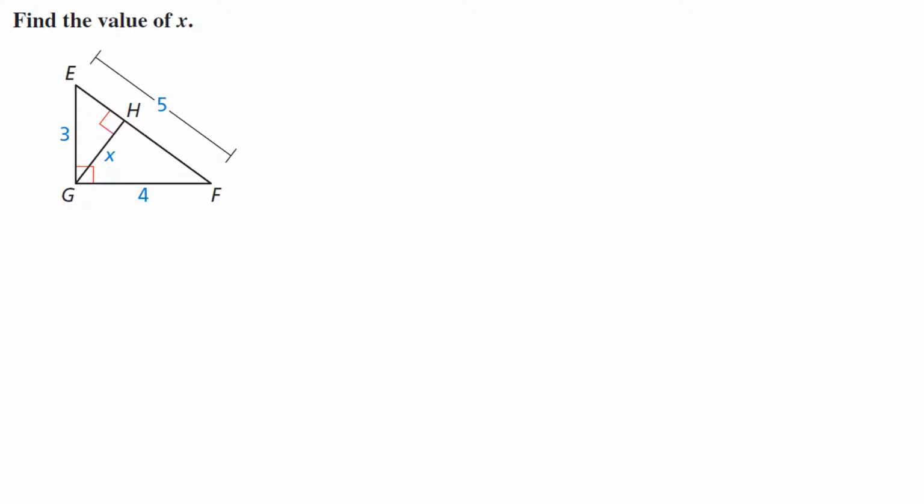All right, so first I will look at the small triangle. Instead of calling it EGH, I just call it the small triangle. And then instead of looking at side EG, I say, hey, that's the hypotenuse. And instead of looking at side GH, I say, hey, that's the long leg. If I'm looking at the small triangle, the hypotenuse is 3, the long leg is X.